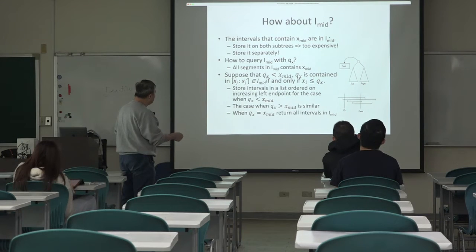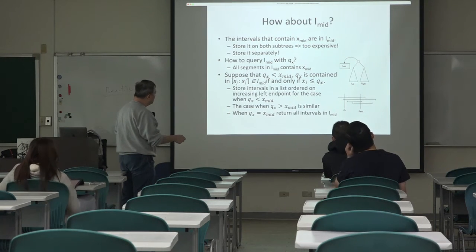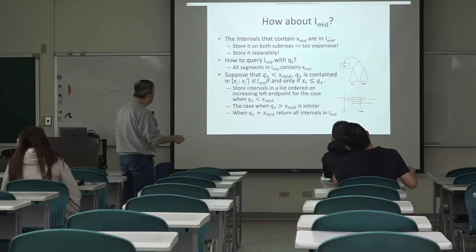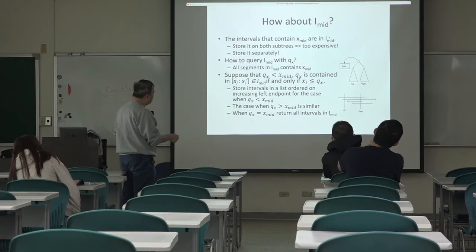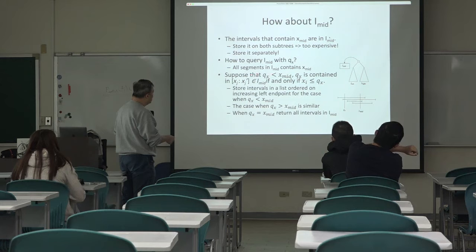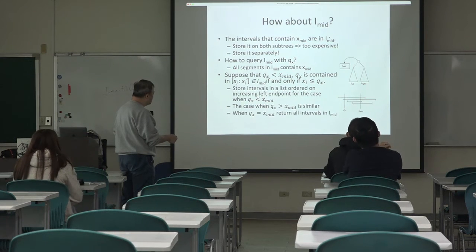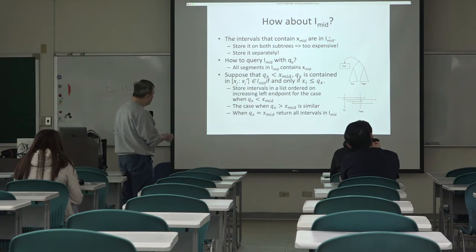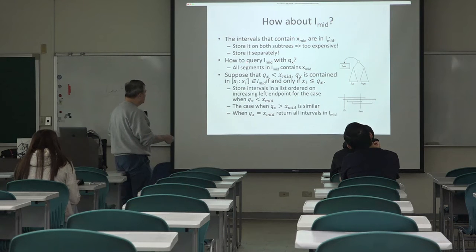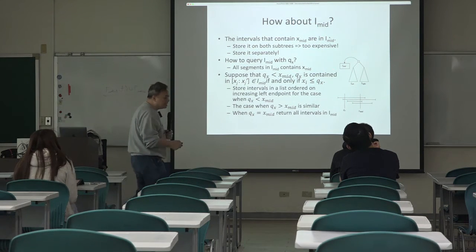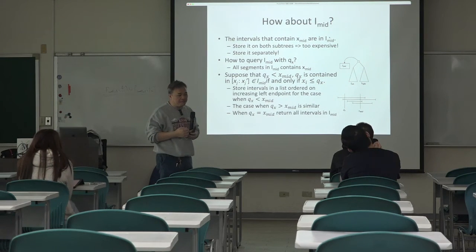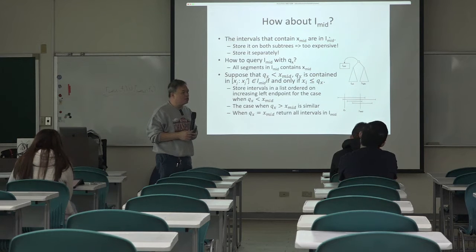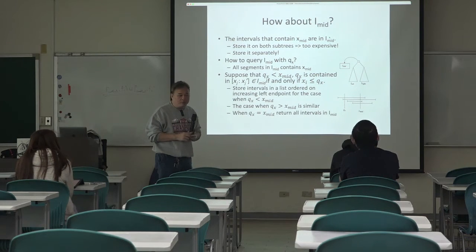So what we do is store it separately. We put it like this. But how do we query the intervals in I mid with Qx? We know all segments in I mid contain x mid. Does this fact help us have a faster query? It turns out to be yes, it can help us.